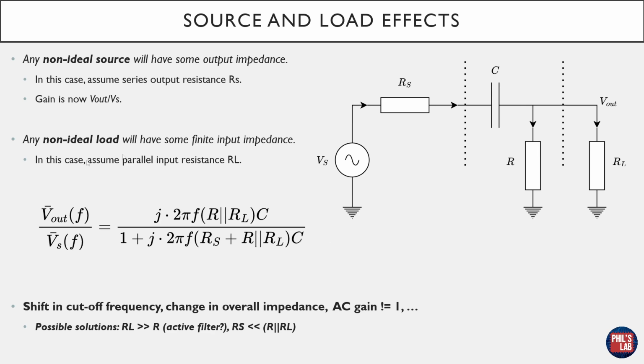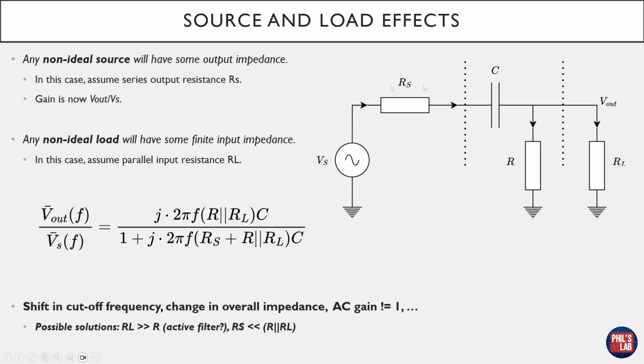Working through the math, we get this equation with a gain which is dependent on frequency, and we can see a couple more terms have appeared. First of all, as is quite obvious from the picture as well, R is now in parallel with RL. So if our load impedance is very, very high and R is comparatively very small, then of course R will dominate and the parallel combination won't change very much. But if R and the input impedance of the load are similar in magnitude, then of course the parallel combination will be quite different. Or if RL is very much smaller than R, then of course RL will dominate.